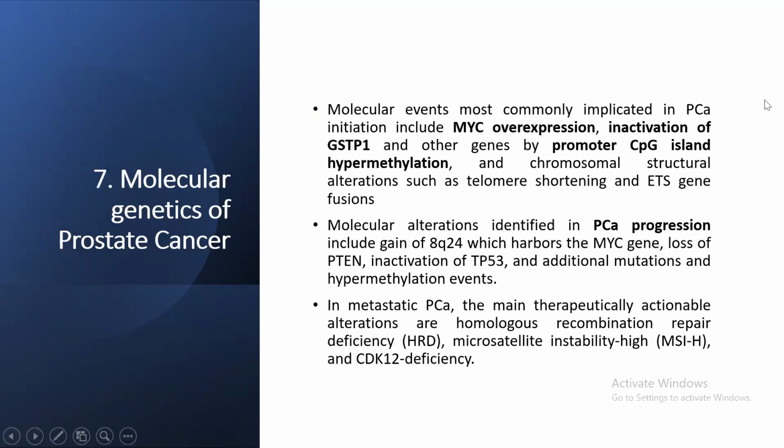Then coming to the last slide, the molecular genetics of prostatic cancer. In the molecular events, we have MYC overexpression, inactivation of GSTP1, and CpG island promoter hypermethylation. These molecular changes are consistently present in prostatic adenocarcinoma. Then in metastatic settings, we should try to identify the target. So we have HRD testing, we have MSI-high testing, and CDK12 deficiency.